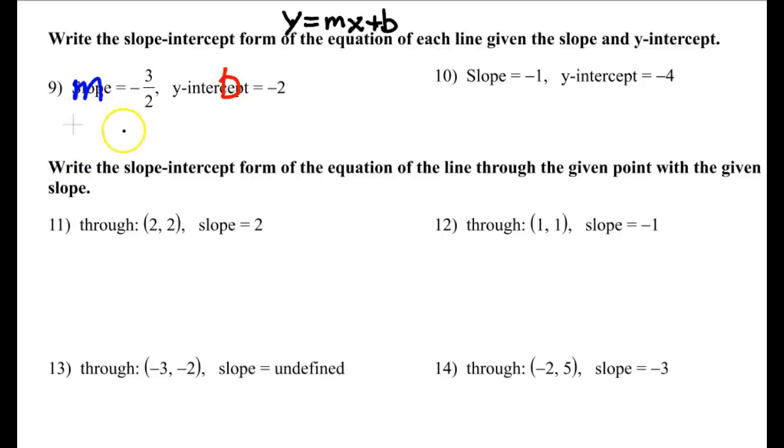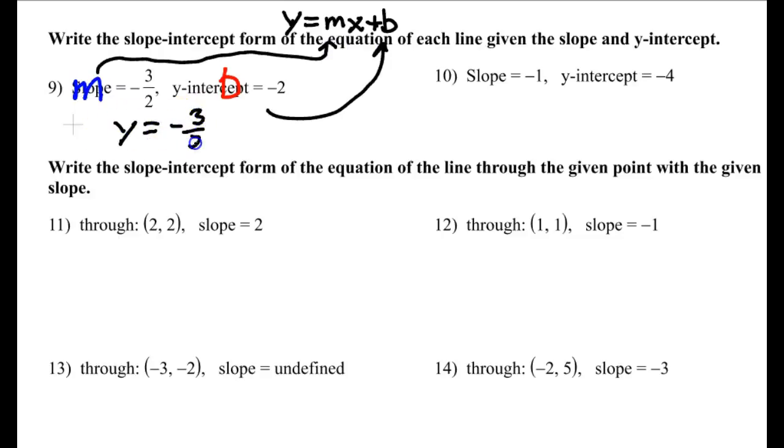Alright, so the b goes in here, m goes in here. So we have y equals -3/2x minus 2. So that's the easiest possible question if they give you both of these. But the next thing comes up, well, what if they don't give you both? What if they only give you one? Or what if they give you neither? Okay, that's what the rest of the page is all about.